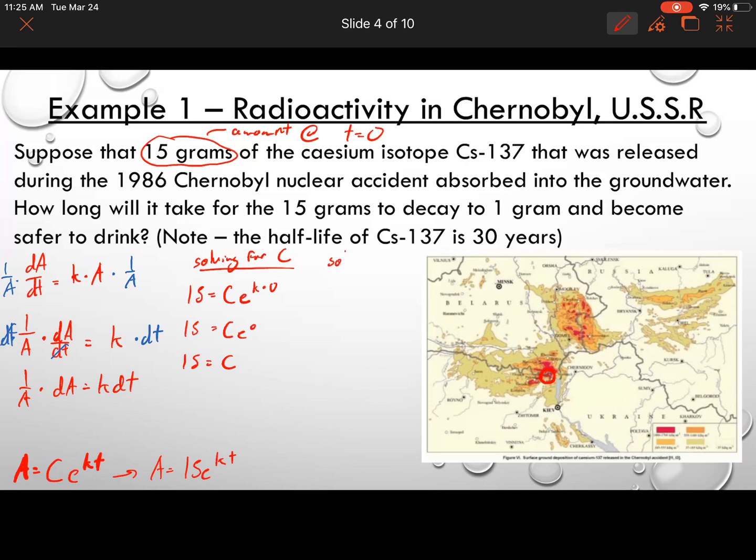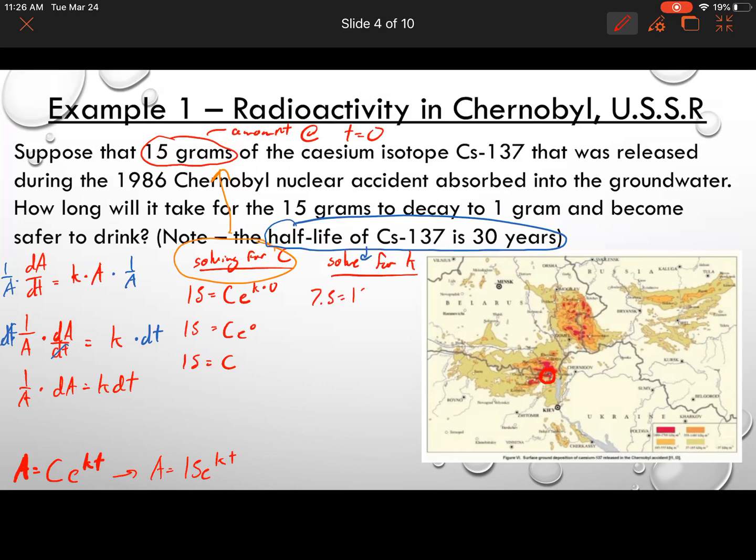Now we're going to solve for K. We're going to find out what K is equal to. And we're going to do that by using the half-life. So 30 years, we're going to have half as much. Well, if we started with 15, after 30 years, we should have half of 15, so 7.5. So after 30 years, we should have 7.5 grams.